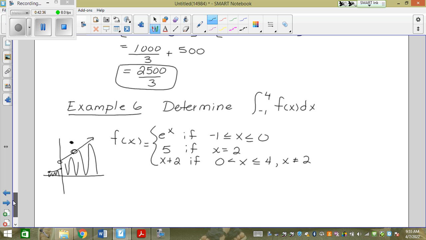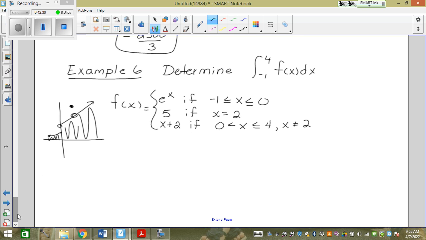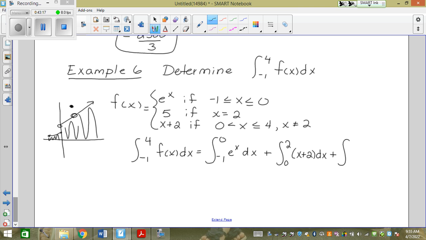But we still would have to split it. You still have to show the split. Why do you still have to show the split? Because this one still doesn't equal 2, correct? So you would have to go integral from -1 to 4 of f of x dx equals the integral from -1 to 0 of e to the x dx plus the integral from 0 to 2 of x plus 2 dx plus the integral from 2 to 4 of x plus 2 dx. Why can't I show it across the whole thing? Why can't I go 0 to 4? This equation doesn't include the 2.